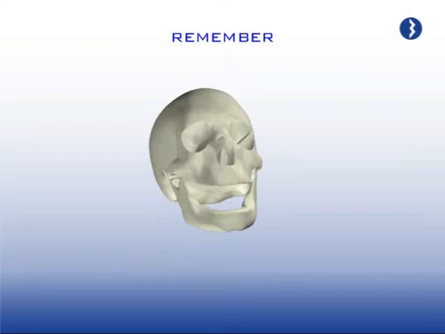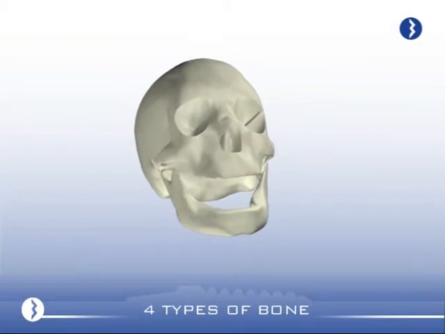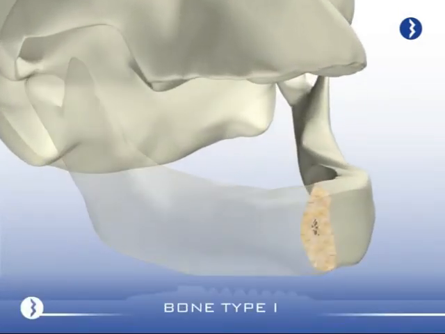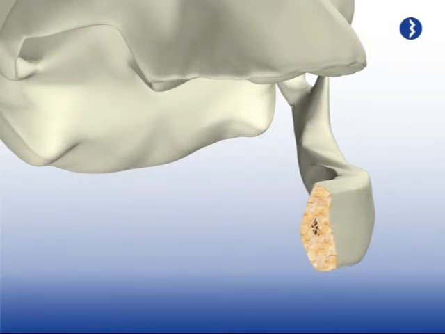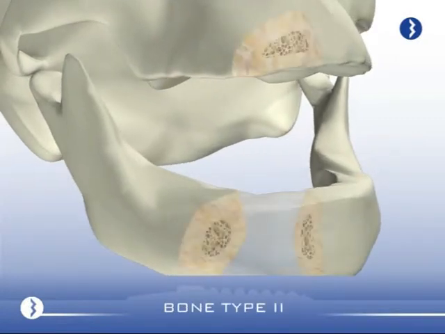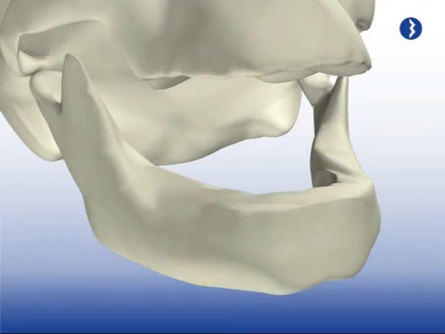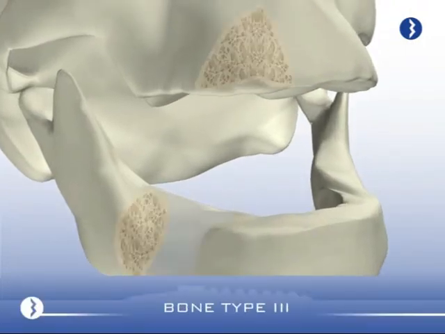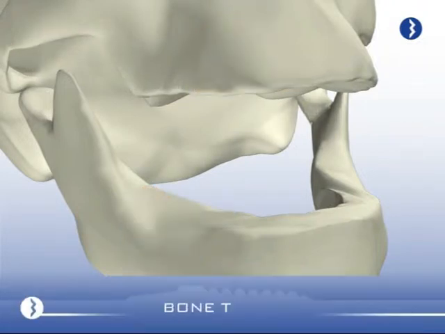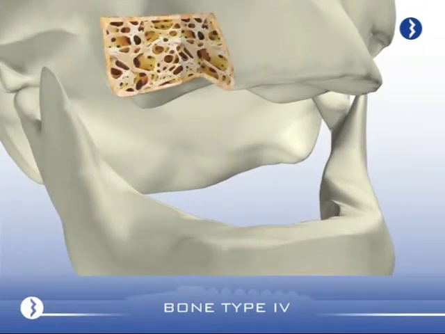Remember the 4 types of bone and the quality of osseous and their anatomic order in the jawbone. Class 1. A bone consisting of almost exclusively homogeneous compact bone. Class 2. A thick compact bone surrounded by dense spongy bone. Class 3. A thin cortical surrounded by dense spongy bone. Class 4. A thin cortical surrounded by slightly dense bone.